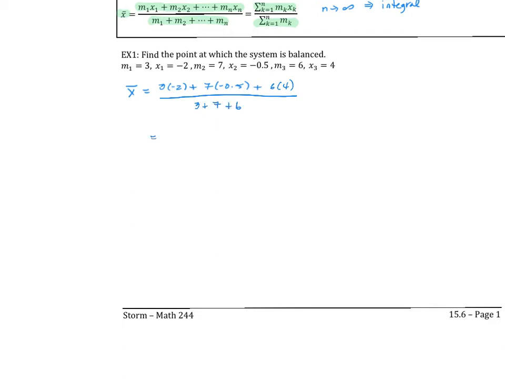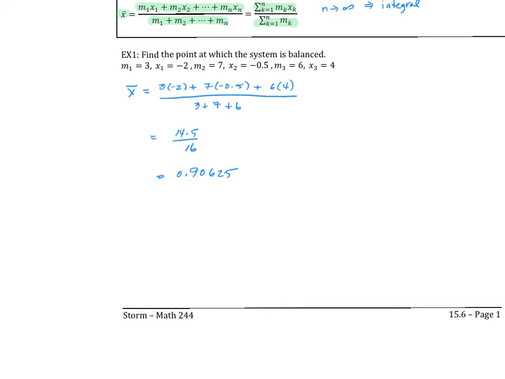So that gives me 14.5 over 16, which I don't like decimals and fractions, so if I put that in my calculator, I get 0.90625.